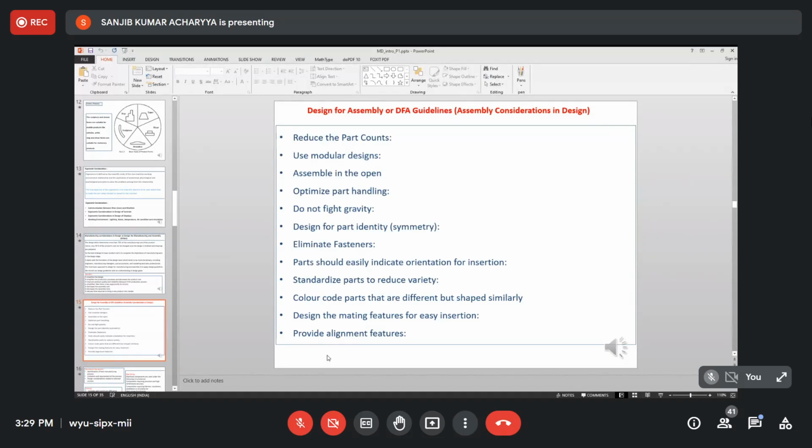The designer has to keep points on the parts. This is the conception of the designer. It is the responsibility of the designer to provide alignment features on the product. So these are the different issues that the designer has to consider during designing from the assembly point of view. Understood?